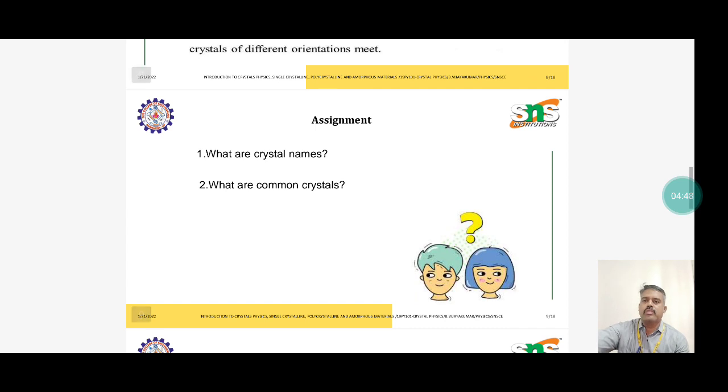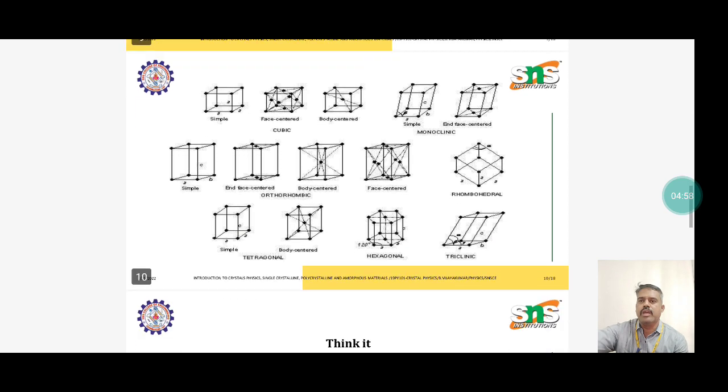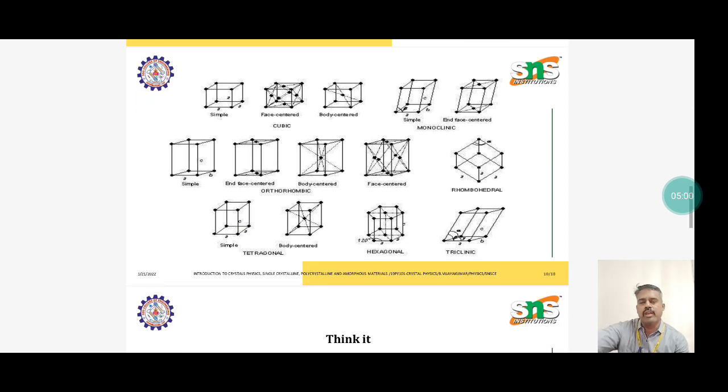So for these two, we discussed some assignment questions. One is what is a crystal name, and what are common crystals, because most crystals are used in day-to-day life and real-time applications. Then there are 14 different types of structures formed based on the unit cell.